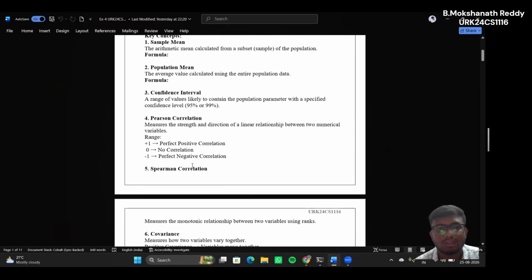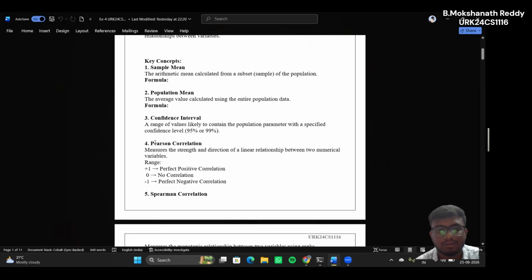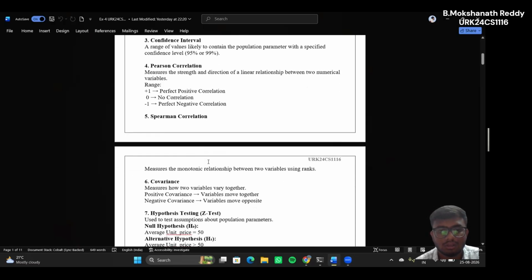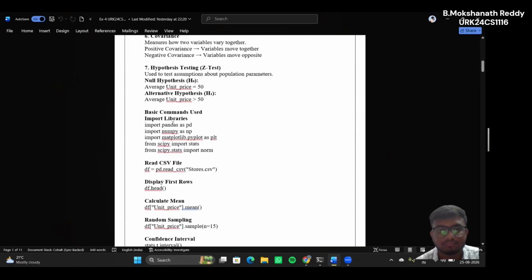Some of the key concepts are sample mean, population mean, confidence interval, Pearson correlation, covariance, and hypothesis testing. These are some formulas for the above key concepts.